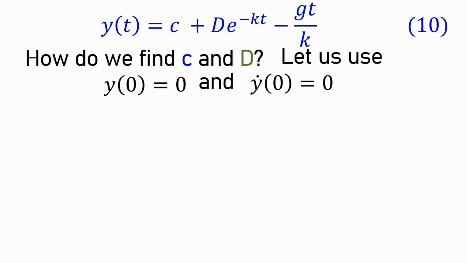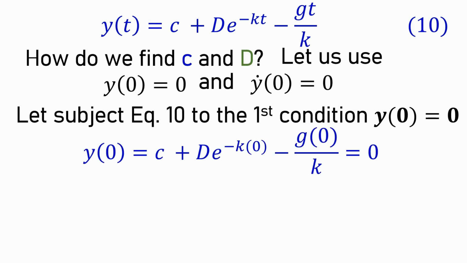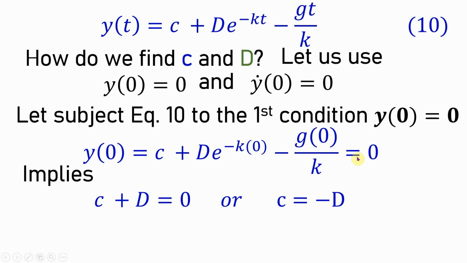So let us use y of 0 equals 0 and y dot of 0 equals 0. Let's subject equation 10 to the first condition, which is y of 0 is 0. So look at it. y of 0 equals what? c plus d exponential minus k of 0 minus g of 0 over k. Here we only change our t to be 0. So this implies that c plus d equals 0. What do I mean? Look at the exponential minus k times 0. Any number raised to power 0 is 1. 1 times d gives us d, then we have c plus d equals 0. If c plus d equals 0, it means that c equals minus d.